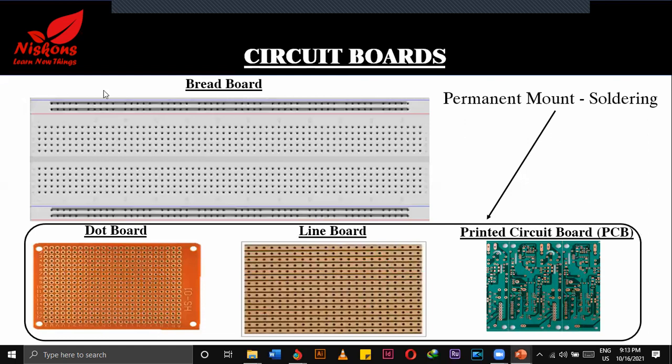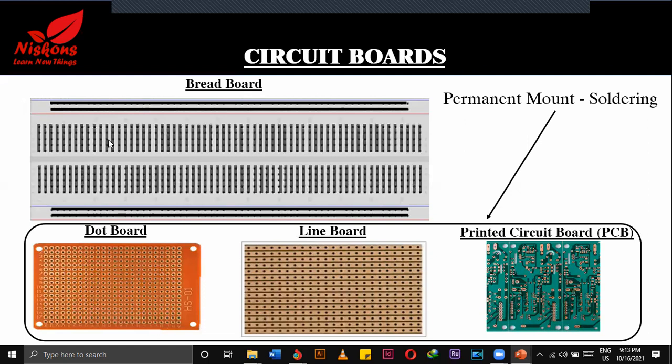So this is how the breadboard lines are connected inside it. This horizontal line is connected. This horizontal line is also connected. Similarly, these horizontal lines are connected like that, right? On the middle portion of the breadboard, the vertical lines are connected like this, right?